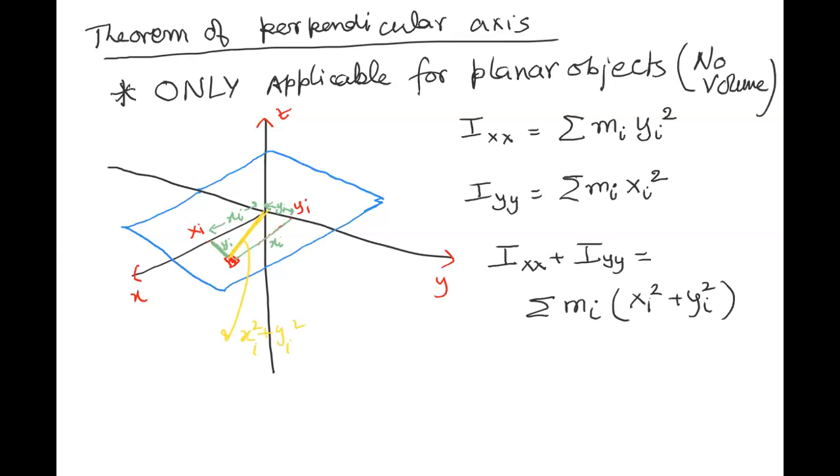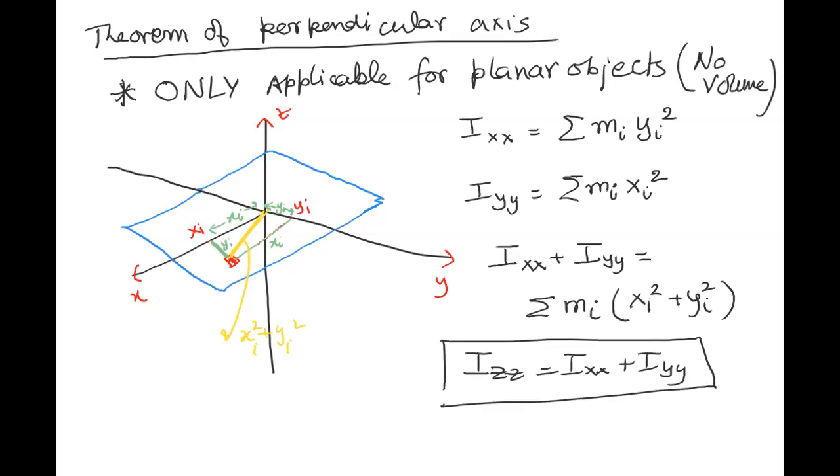It is the perpendicular distance from the z-axis. So it turns out that Iz is equal to Ix plus Iy. This is the theorem of perpendicular axis. Okay, I'll put it in layman's words.